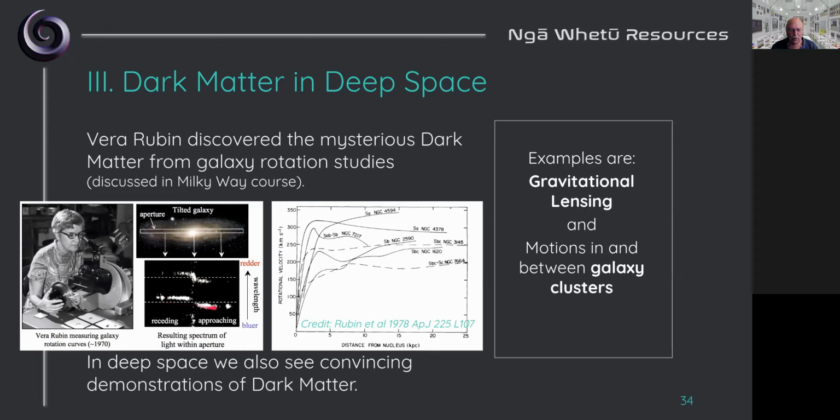And if you go further away, the rotational velocity stays more or less the same, whereas we would expect with normal gravity that it would tail off like this. I discussed this last course, so I'm just reminding you of this. And so this is basically the discovery of something that we don't understand, but it has a gravitational effect. We call it dark matter.